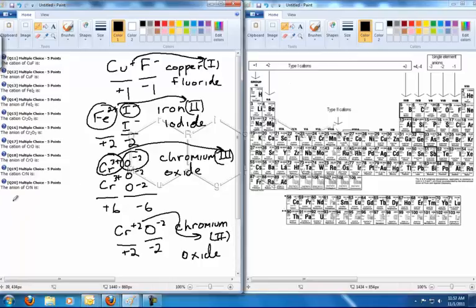Next one, CrN, that's 1 Cr, 1 N. We've got -3 charge here on the nitrogen, which means the total negative charge is -3. That makes the total positive charge +3. Chromium is going to be +3. And the name of this becomes chromium 3 nitride.